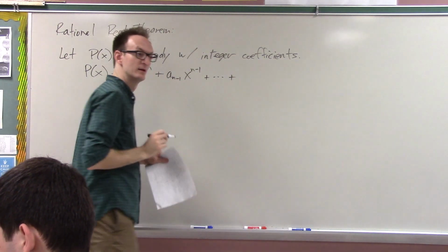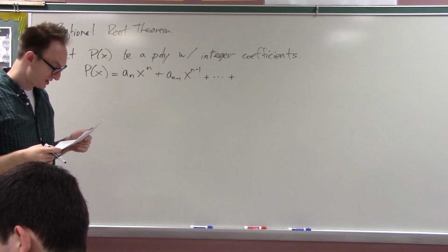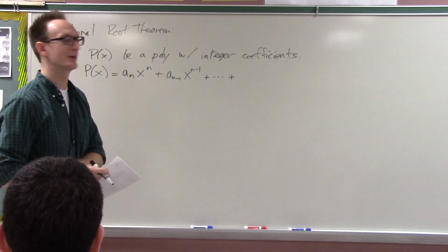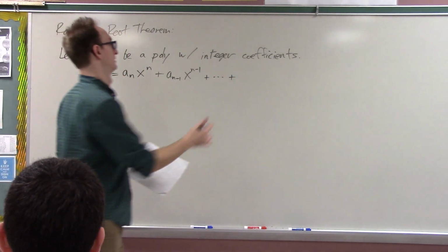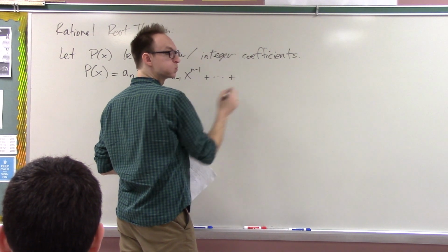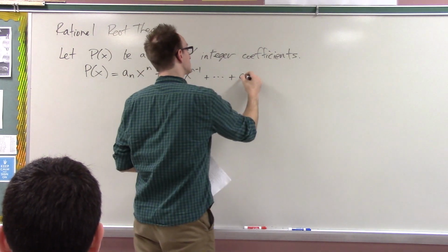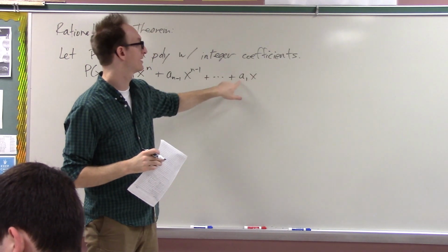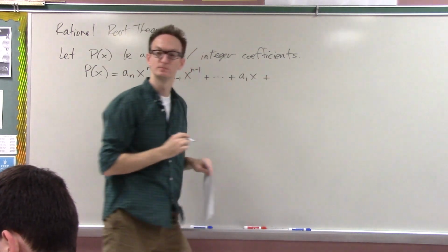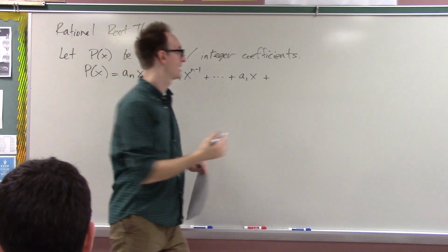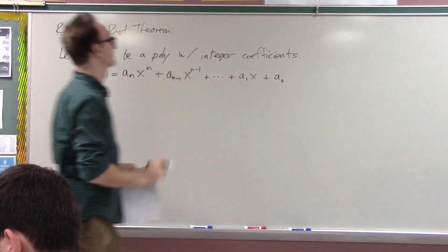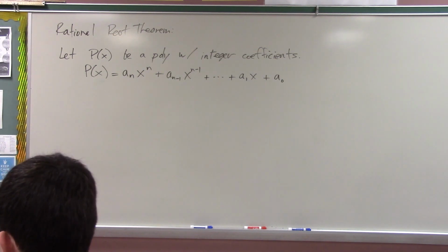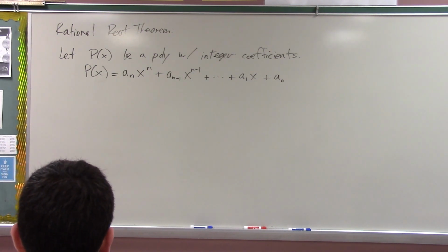You guys okay with this? Okay. What's the second to last term of this polynomial following this notation? A sub 1 x. Yeah, the second to last term will have degree 1, so we call it a sub 1. And then the last term, a sub 0. Okay, good job. And so that's a general polynomial.